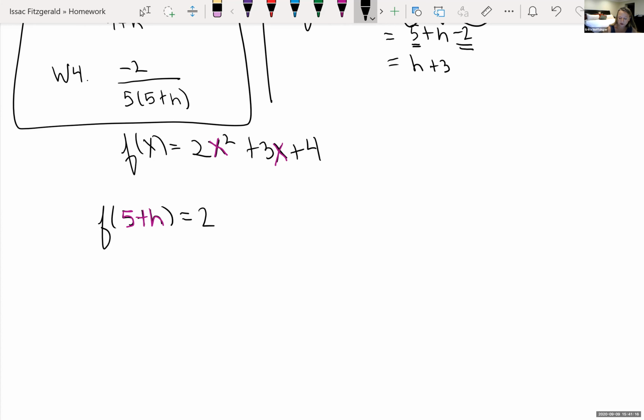And so I have 2. I see an x here, so I'm going to put parentheses. And then that x is squared, so I'm going to put a square above that parentheses. Plus 3. I see an x here, so I'm going to put parentheses. And then I have this plus 4. So inside the parentheses, let's put in this 5 plus h.